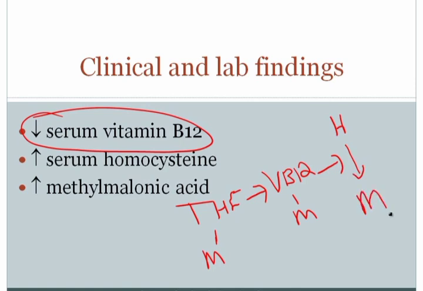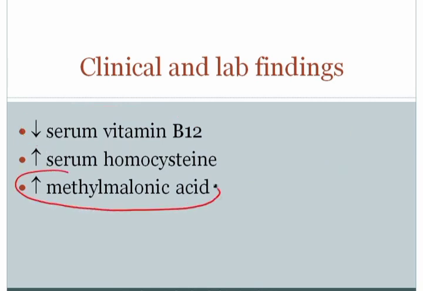So if vitamin B12 is not present, it will not be able to pass this methyl group to homocysteine, and so homocysteine levels will rise. And so the serum homocysteine will be high. The third lab finding would be an increase in methylmalonic acid. And I've already explained that vitamin B12 is necessary to convert methylmalonic acid to succinyl-CoA. And of course, that methylmalonic acid, as it builds up, will eventually damage the spinal cord. And that concludes our discussion of macrocytic anemia.